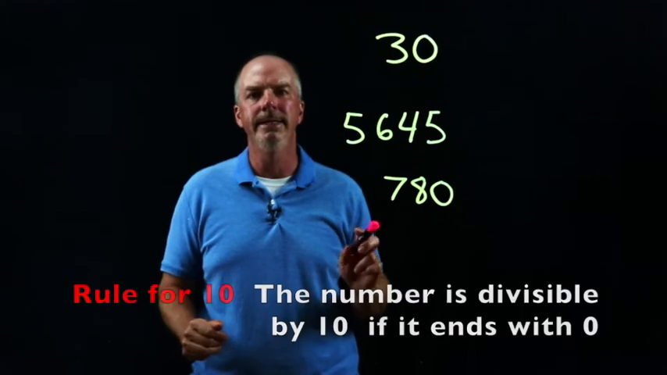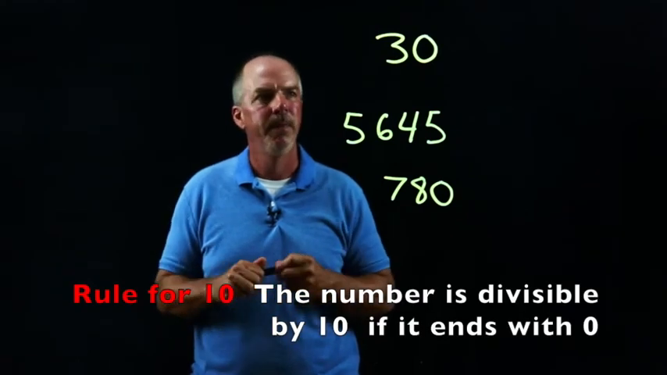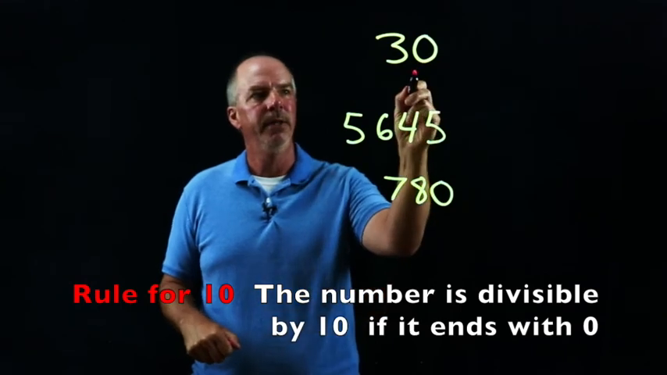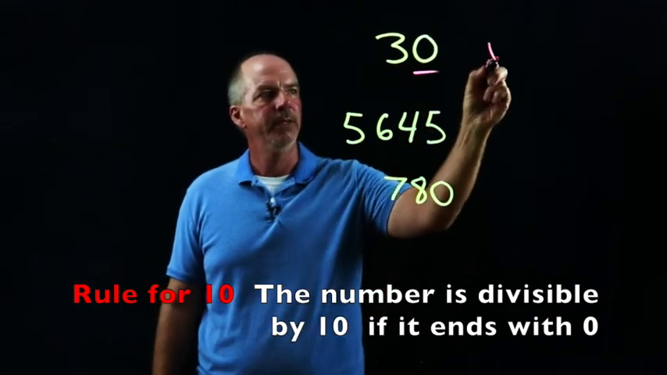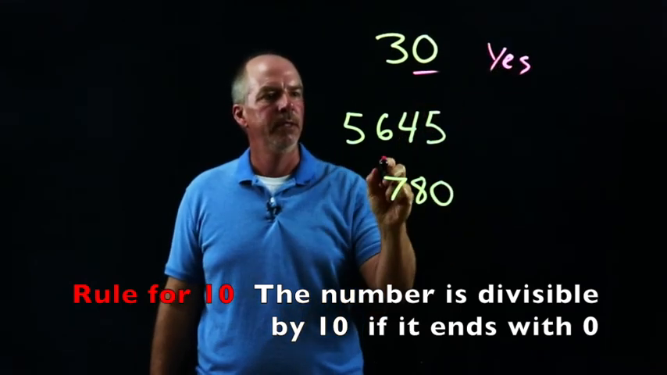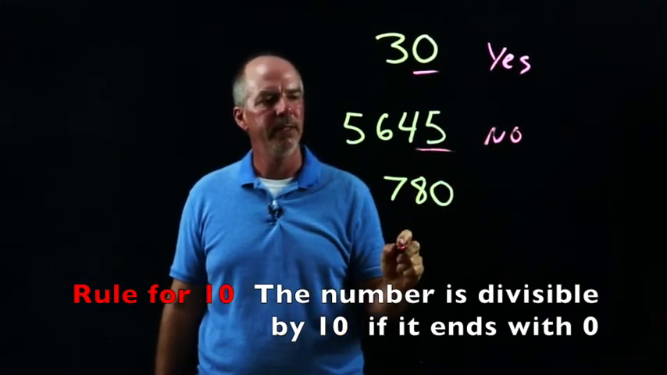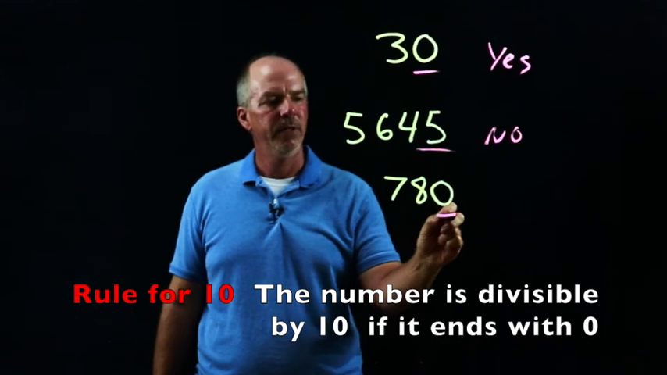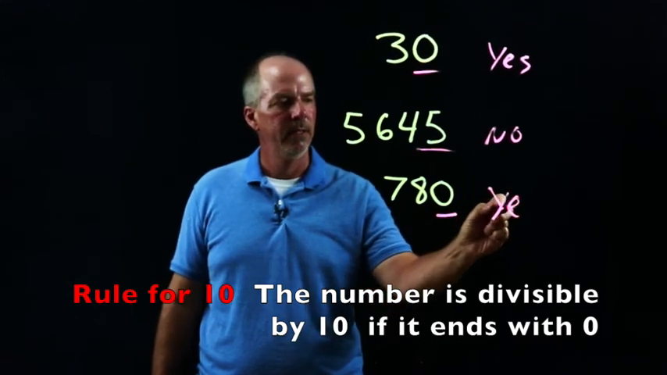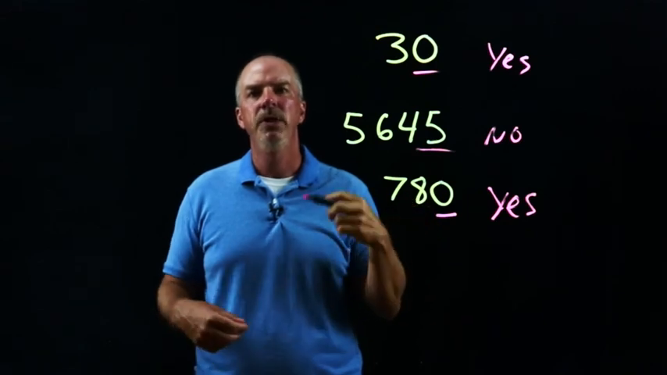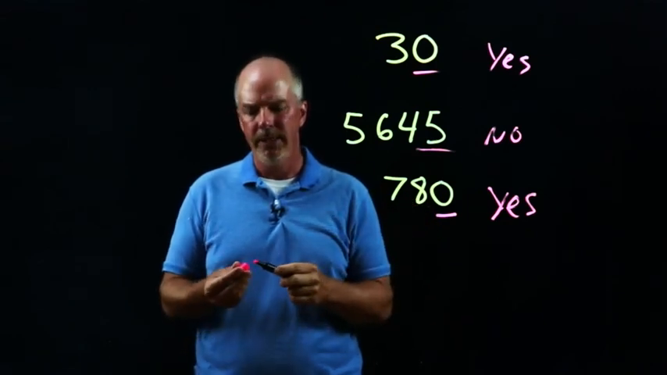Okay, lastly, let's look at 10. 10 is very simple. If the number ends with a 0, it's divisible by 10. So 30 ends with 0, so yes. 645 ends with a 5, so no, it's not divisible by 10. And 780 ends with a 0, so yes. Again, if it ends with a 0, then 10 will go into it evenly, and it is divisible by 10.